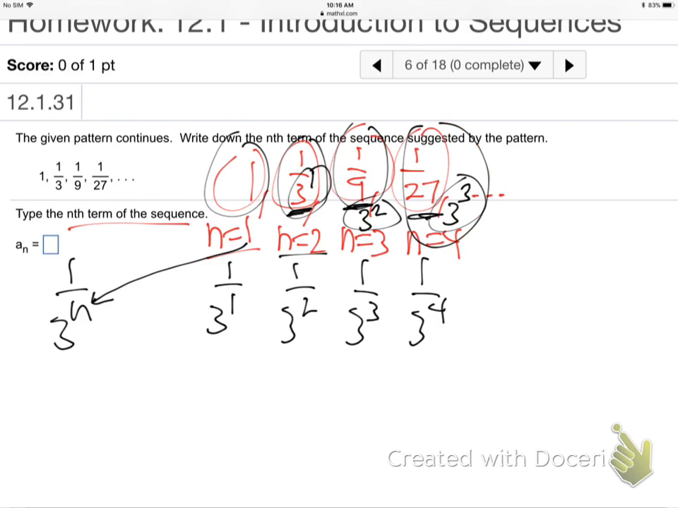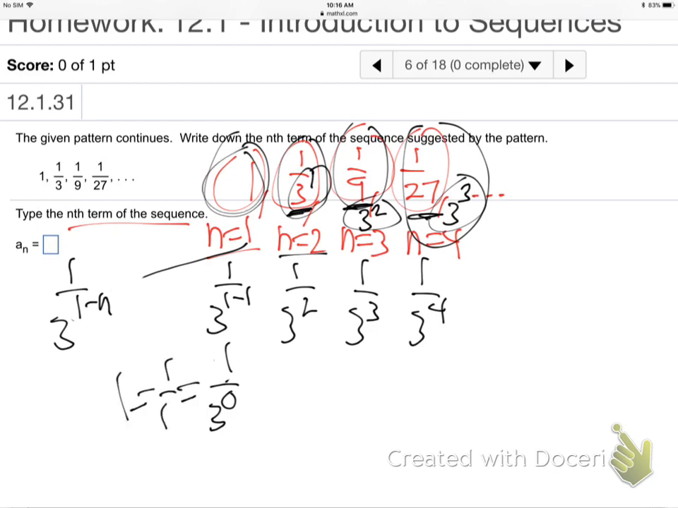So 1 minus n, instead of n? Like right here, 1 minus n like that? See if that's right. Let's plug in 1. You get 1 over 3 to the 1 minus 1, which is 1 over 3 to the 0. What's anything to the 0 power? 1. So this is 1 over 1, which is 1. Hey, bingo, we got 1.